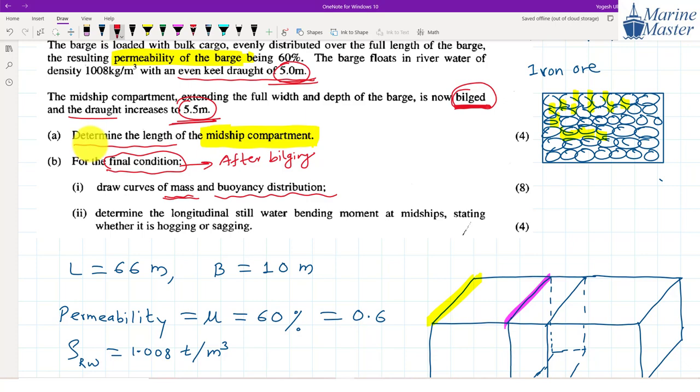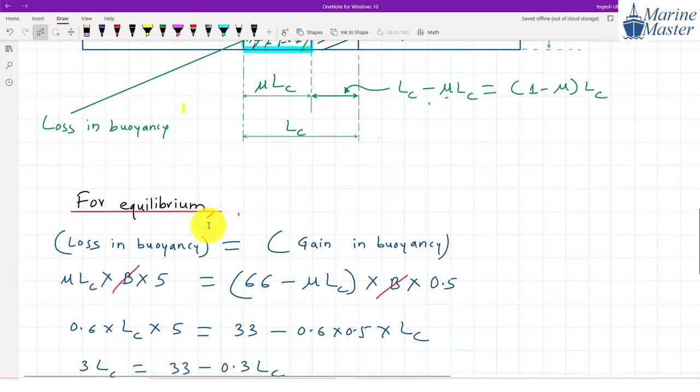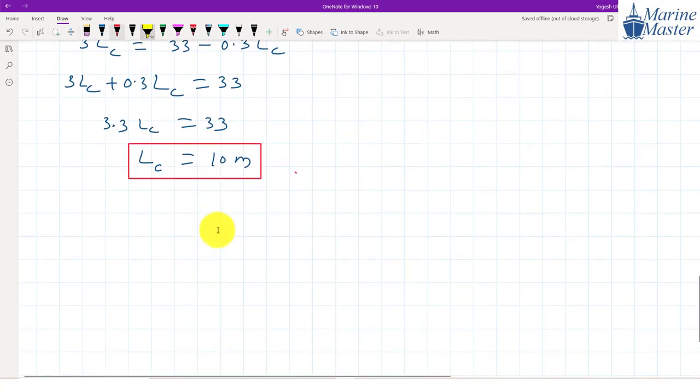So what is our target in B's first part? We have to draw the curves of mass and buoyancy distribution. Try to understand my point here. And for that purpose, we need the buoyancy.